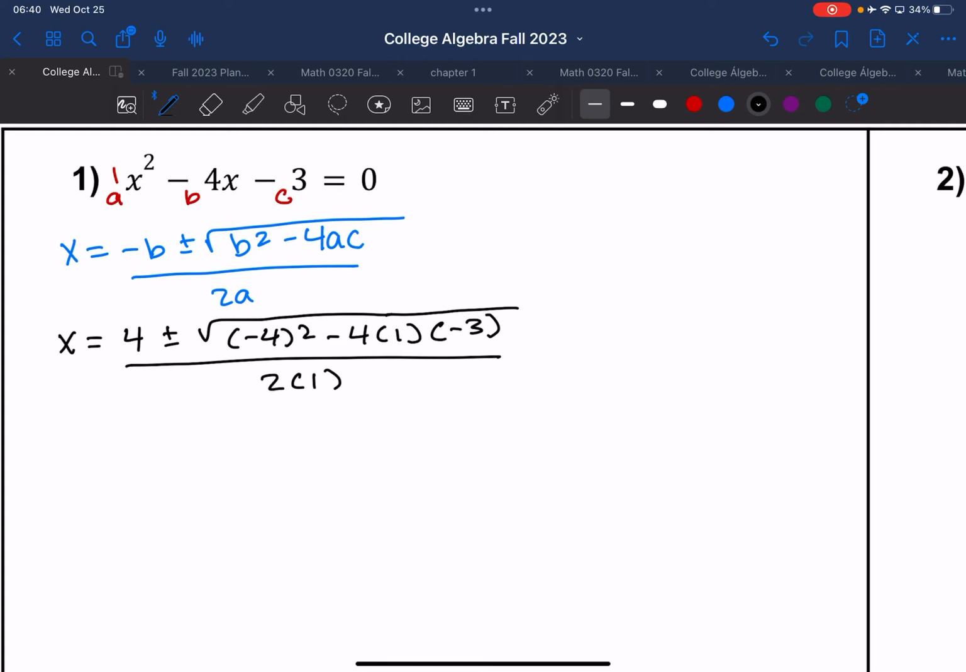Once we have everything plugged in, the easiest way to put this in your calculator is to put just whatever is under the square root first. So I would plug in that negative 4 squared minus 4 times 1 times negative 3. Just don't forget about the parentheses. When you do that, you get x is equal to 4 plus or minus the square root of 28, all divided by 2.